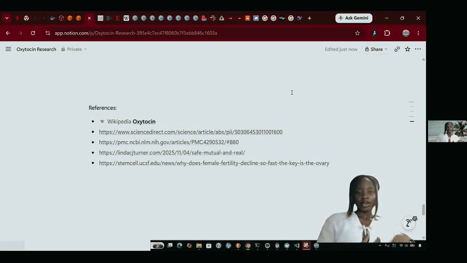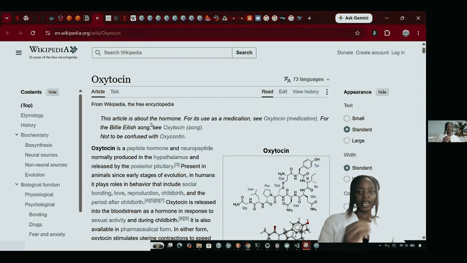For this episode, I'll be talking about oxytocin, right? So I got a couple of references down and we're just kind of looking through it. So the first reference is Wikipedia. This actually gave me a very detailed explanation of oxytocin. It even taught me new things about it. And yeah, let's get into it.